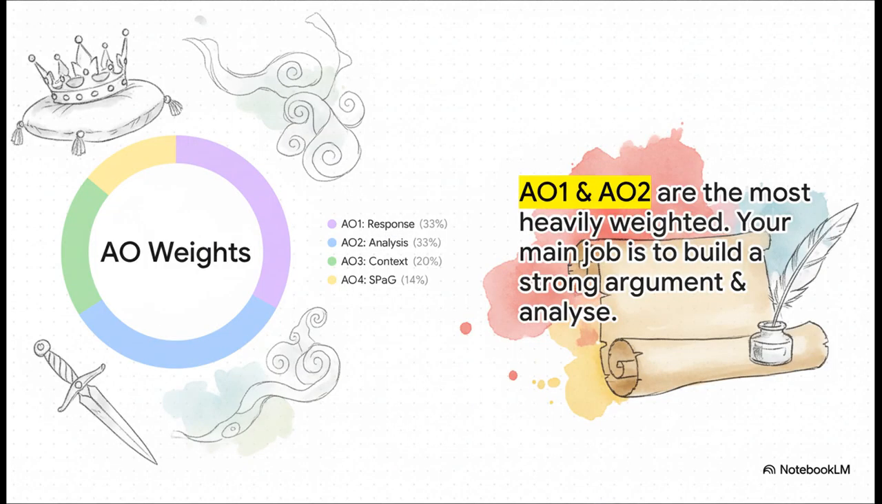Okay, now pay attention, because this chart is so important. It shows you exactly where to focus your energy. Just look at how massive those slices for AO1 and AO2 are. That's what's most heavily weighted. Your number one mission is to build a killer argument and analyze Shakespeare's craft. Context and good grammar, they're crucial, but they're there to support that main analysis.